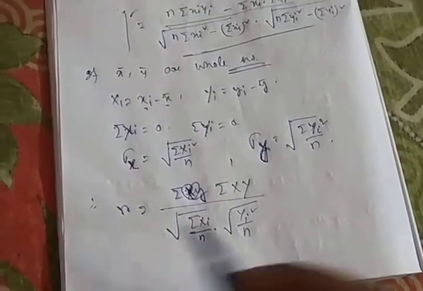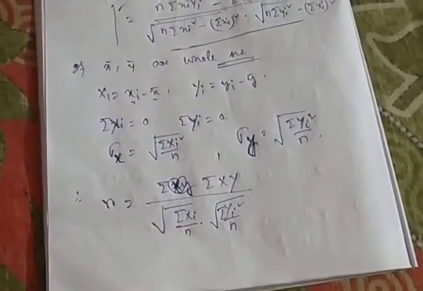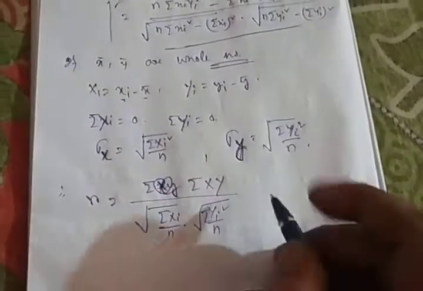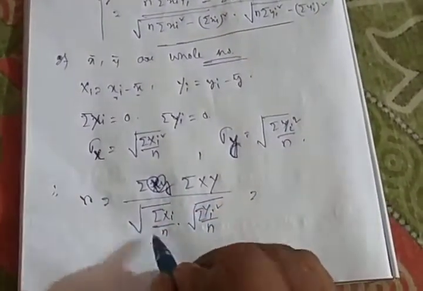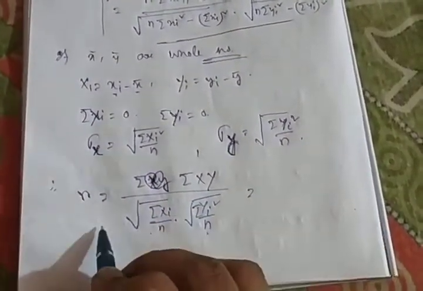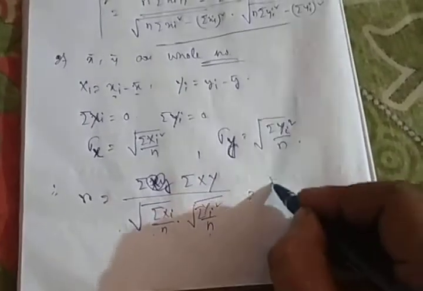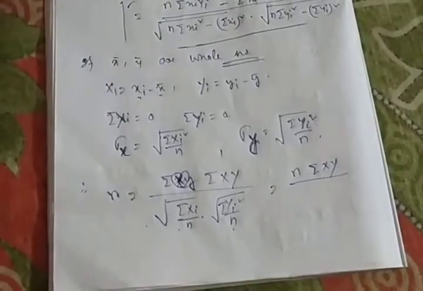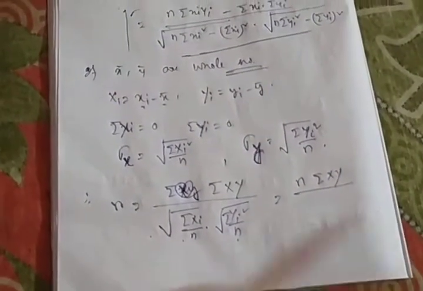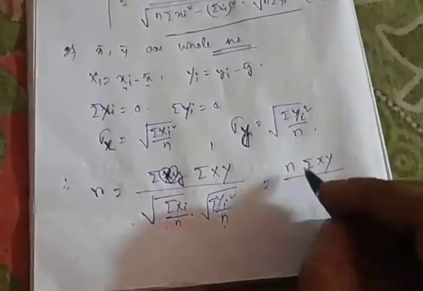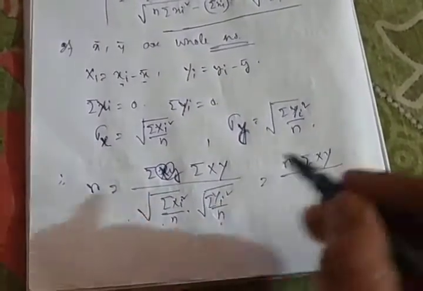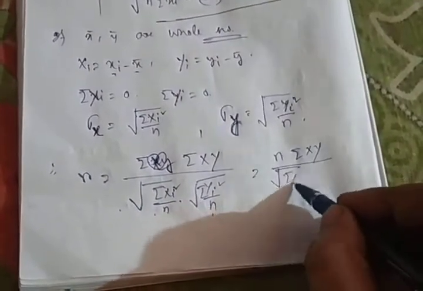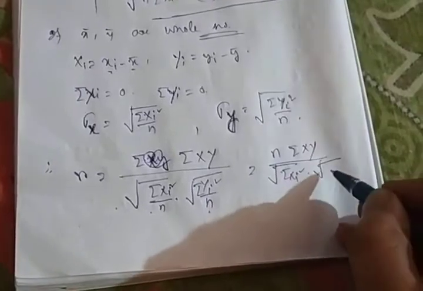So we will get 1 by n square root under, 1 by n square root under. So this will be 1 by n, which is n into summation XY divided by root under summation X square and root under summation Y square.